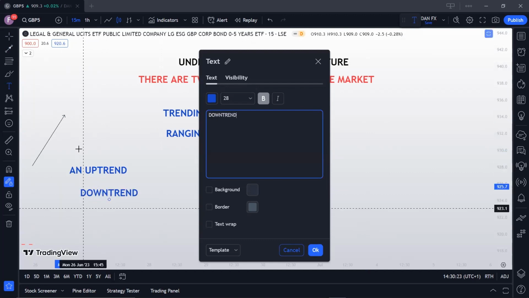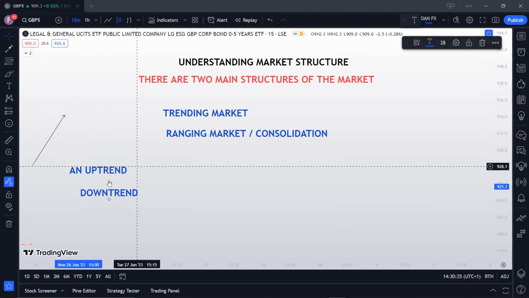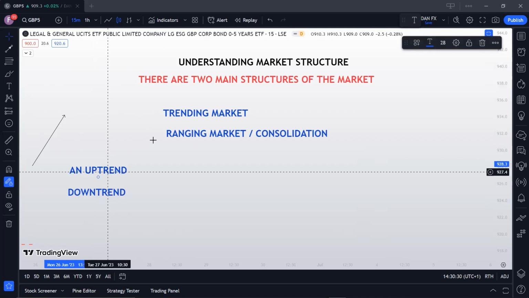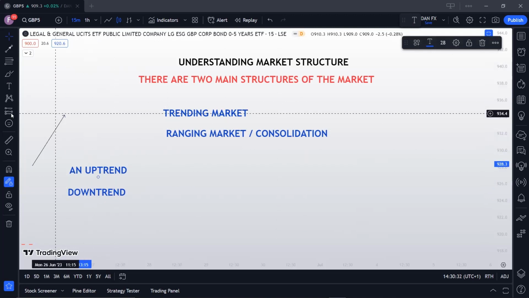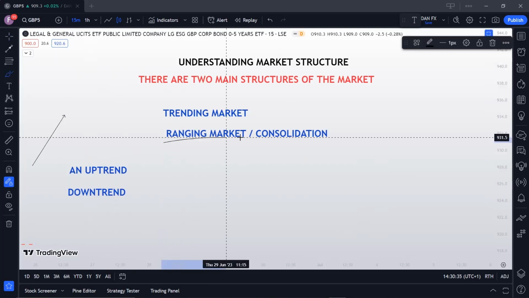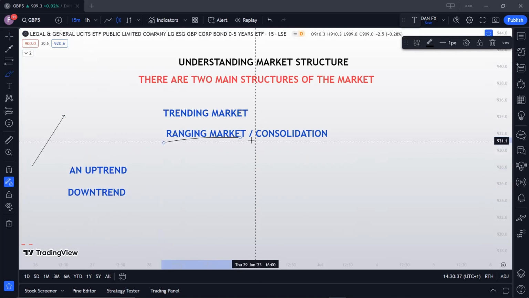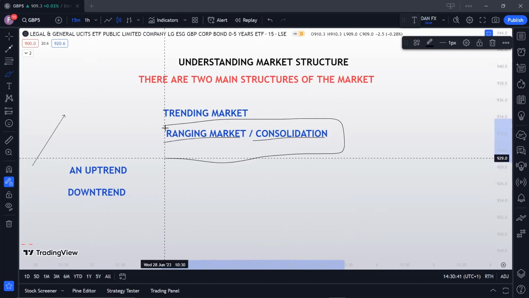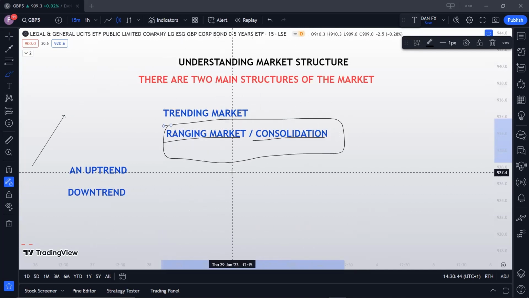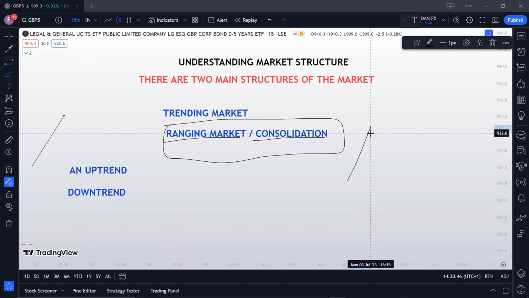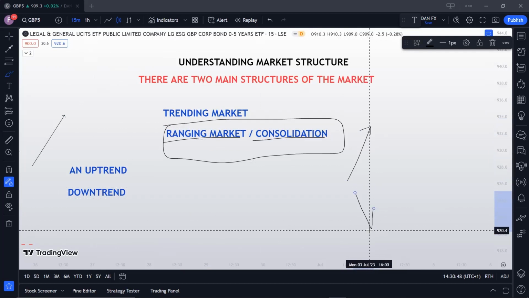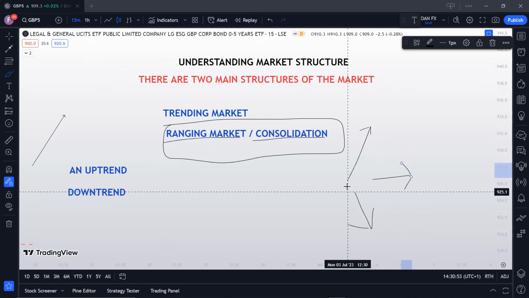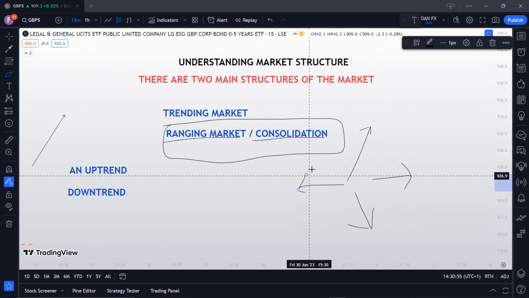So basically, when the market is going up, we call that an uptrend. And when the market is going down, we call that a downtrend. Right? So the second type of structure of the market is called the ranging market, or sometimes called consolidation. Right? So this is basically when the market is moving sideways. So there are three ways the market can go. The market is either going up, going down, or going sideways, right? And everything is to the right side. The market can't move to the left side. That wouldn't make sense, right?